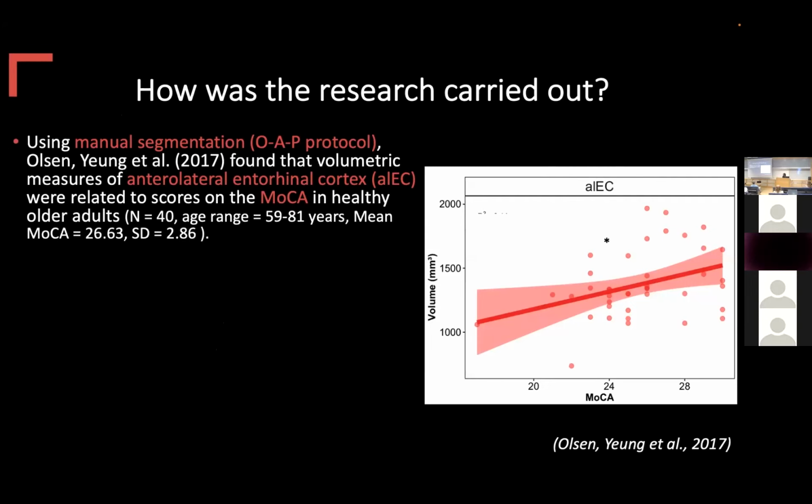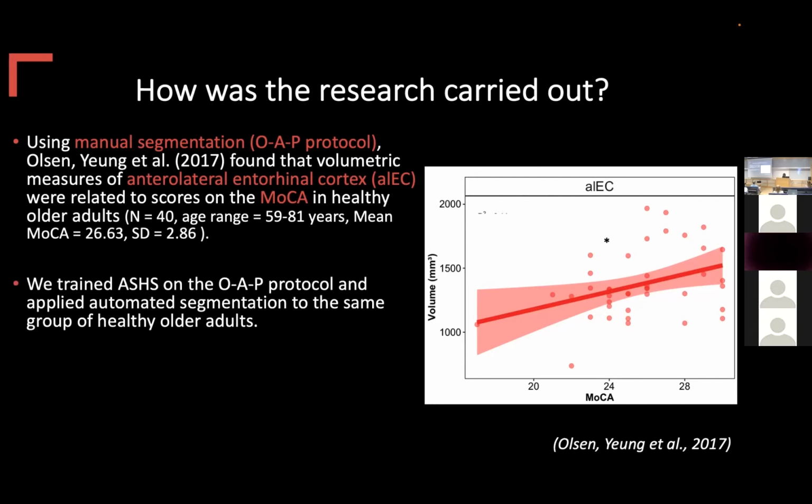Now, our research was motivated by prior work in our lab in which, using manual segmentation and a protocol developed in our lab called the OAP protocol, Olsen, Young, and colleagues found that volumetric measures of the anterolateral entorhinal cortex, which is an MTL subregion where tau pathology consistently accumulates in early Alzheimer's disease, were related to scores on the MoCA in healthy older adults. And we can see that relationship on the screen.